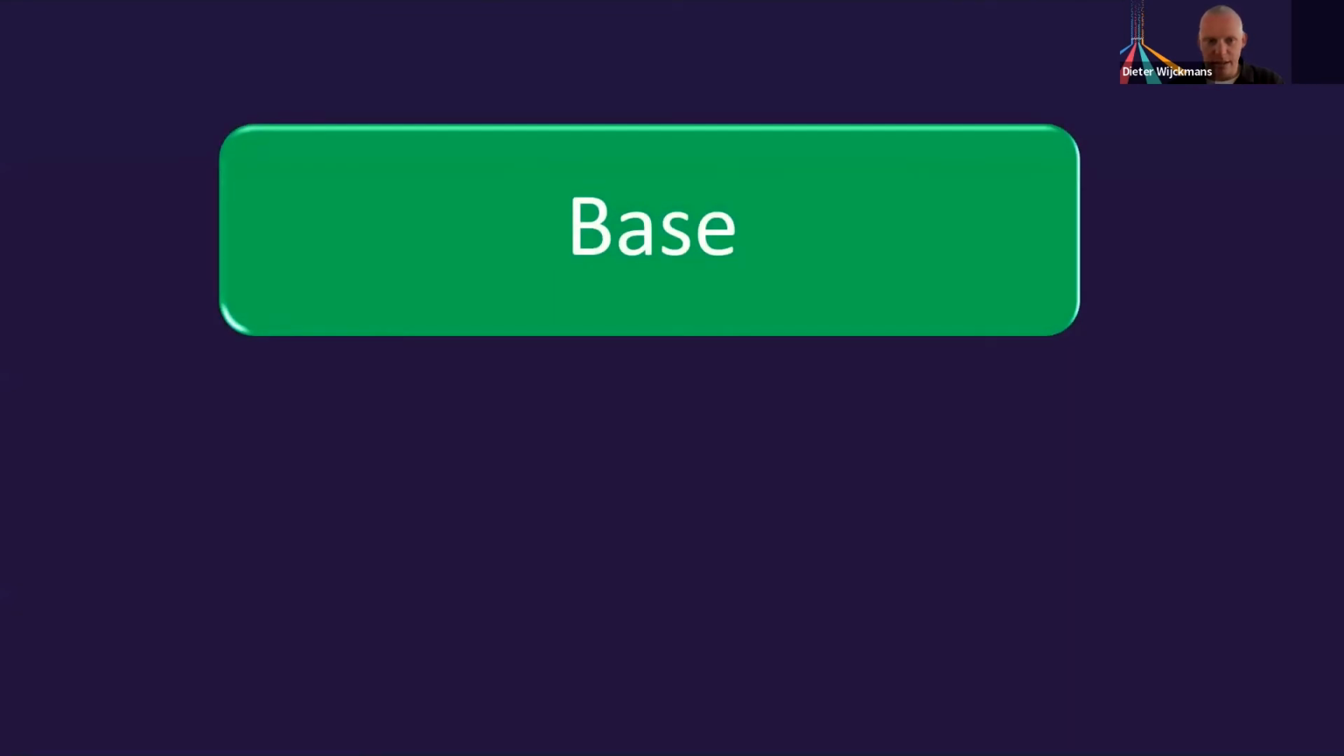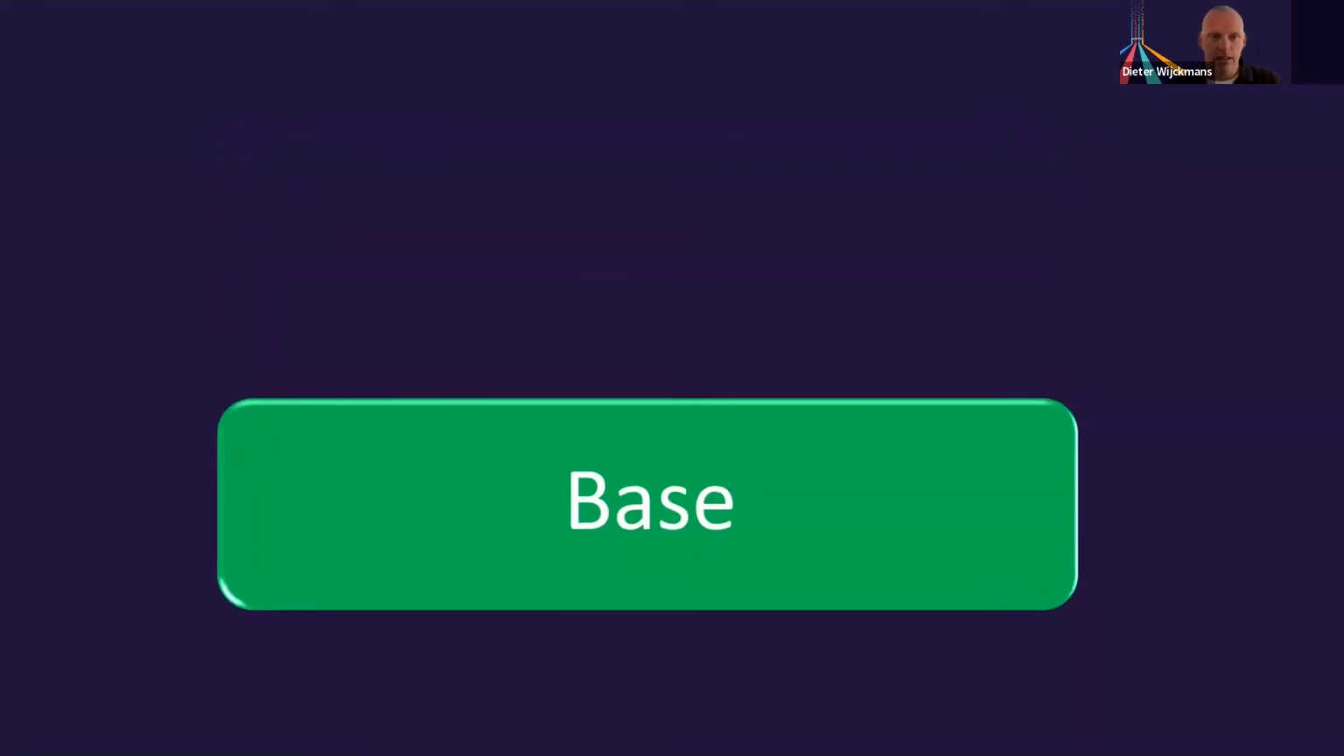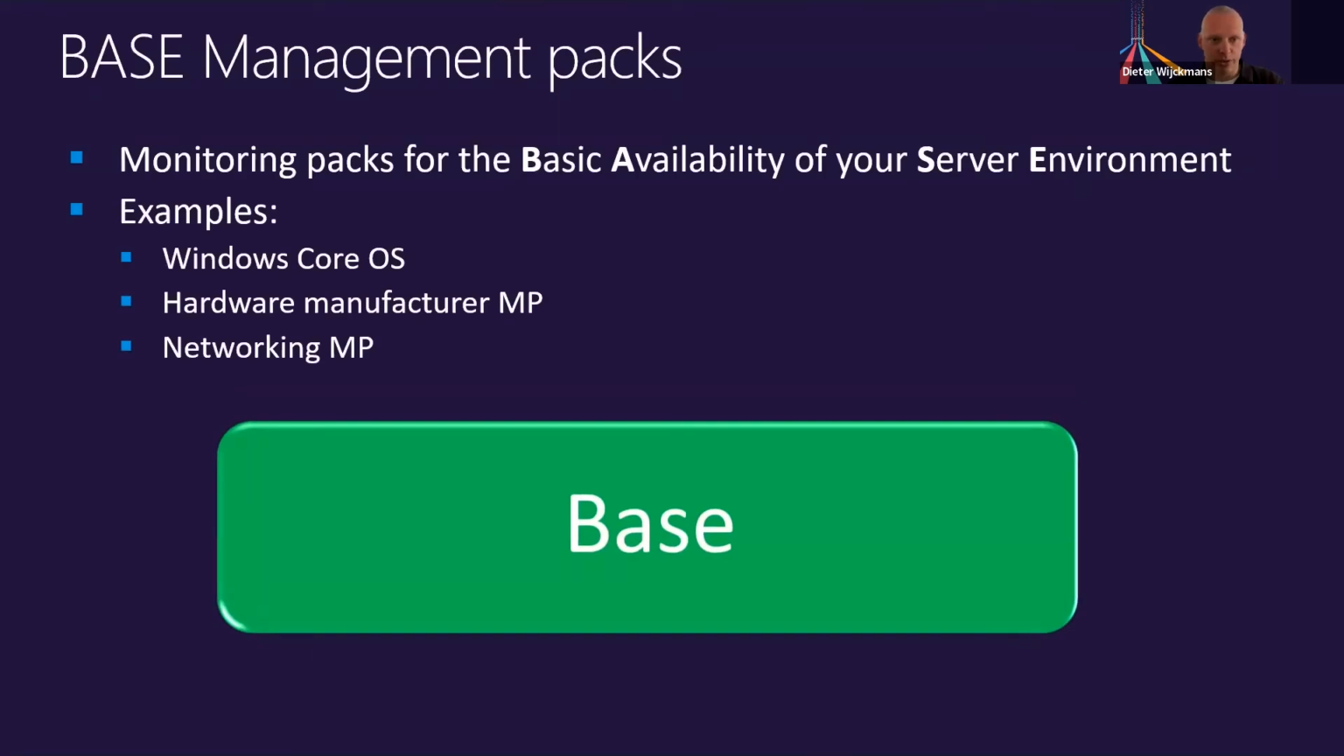So management packs, if we look into them, I always divide them into 3 categories. First of all, we have the base, and the base is, in fact, all the management packs for your basic availability of your server environment. Well, it's not server environment anymore, but you catch my drift. It's the Windows Core OS, the hardware manufacturer MP, the network MP. So these are all the things you need to do first. First, get your base in order. That also includes the different monitoring levels in Operations Manager themselves.